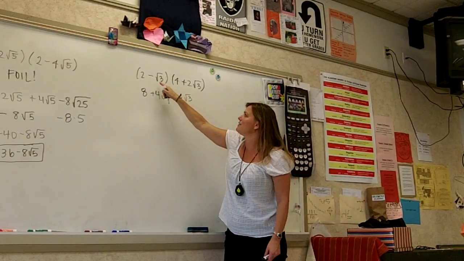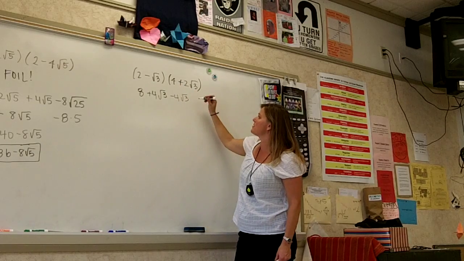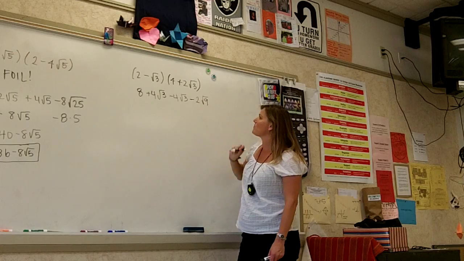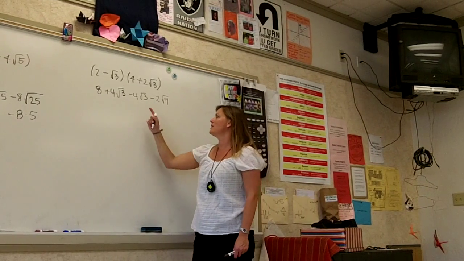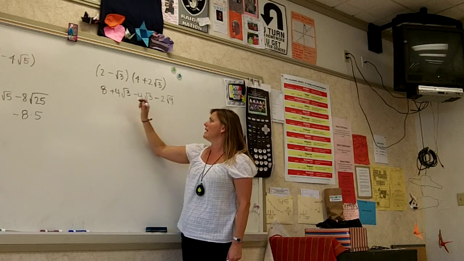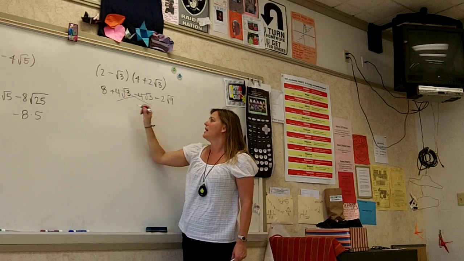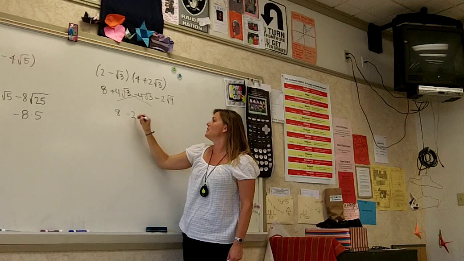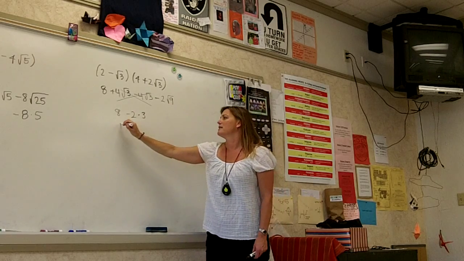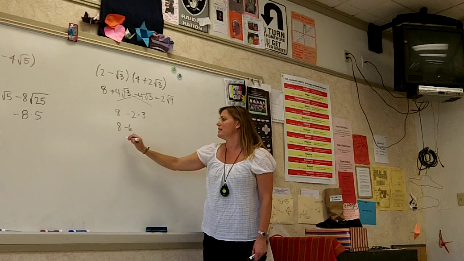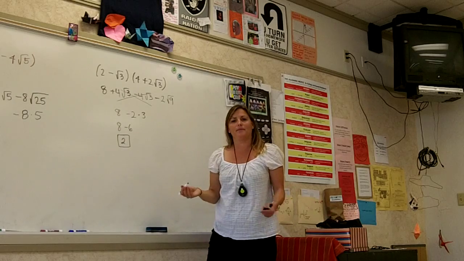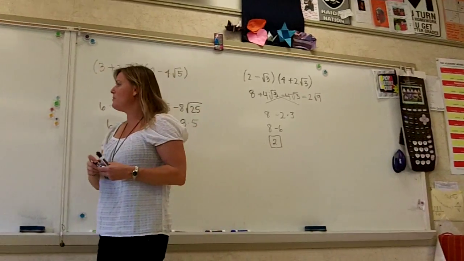And then I have negative root 3 times 2 root 3, which will give me negative 2 times the square root of 9. So this is like the best case scenario right here, because these two radicals are going to cancel out. Bye-bye. And I'm left with 8 minus 2 times the square root of 9, which is 3. So that's 8 minus 6 is 2. Right. Easy.